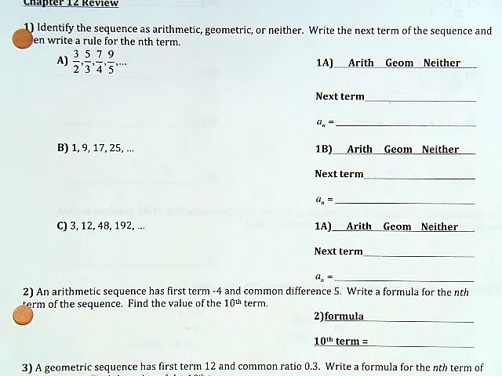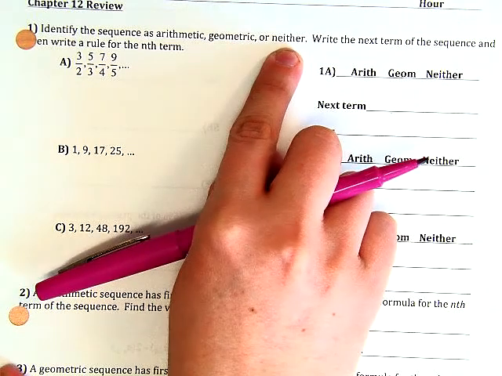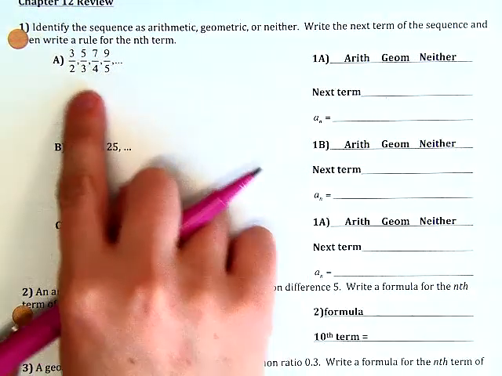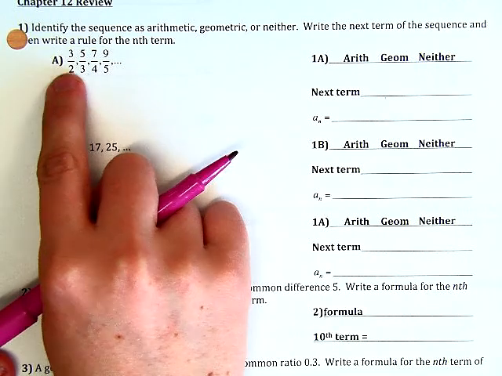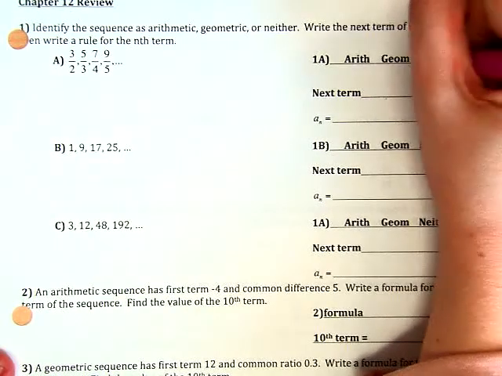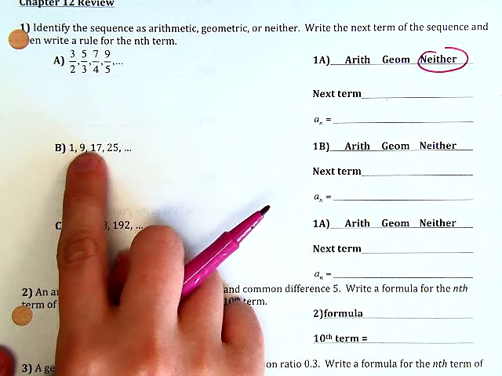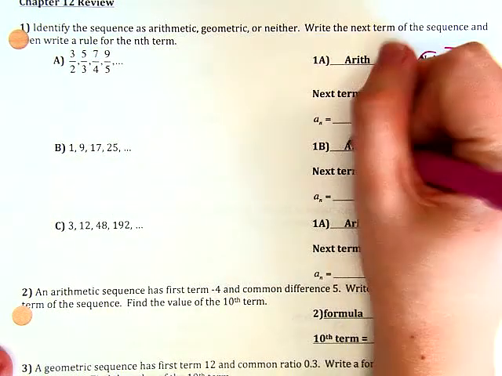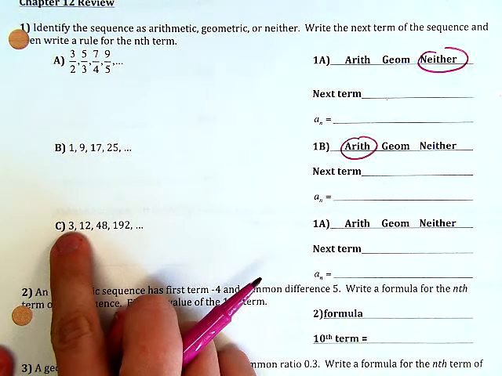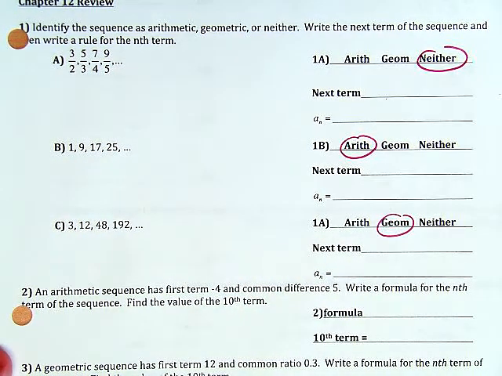Okay, so looking at the first problem, identify the sequence as arithmetic, geometric, or neither. So I'm going to do that first. Looking at this, almost always when it's a fraction, see on top it's going 3, 5, 7, 9, 2, 3, 4, 5. That would be a neither. Here, I'm not multiplying by 9, so I must be adding 8, adding 8, adding 8. That's arithmetic. And multiplying by 4 each time, geometric.